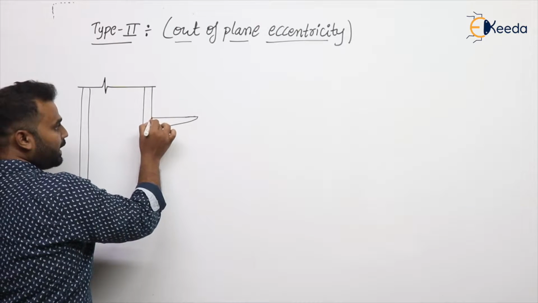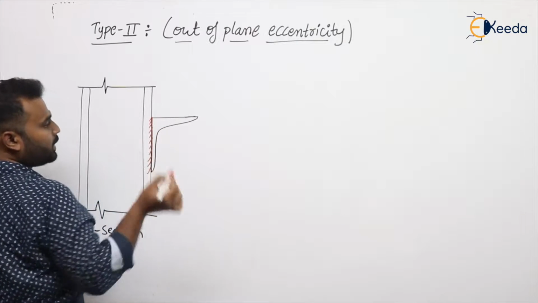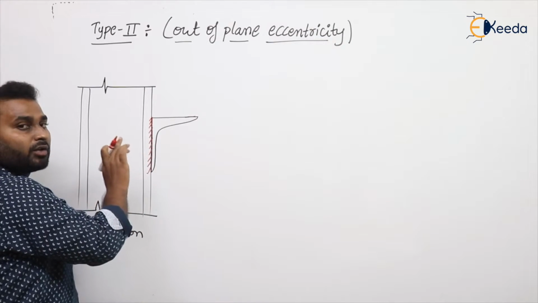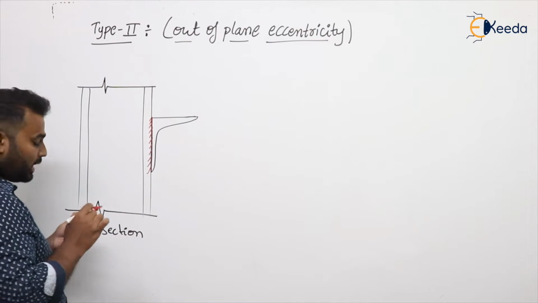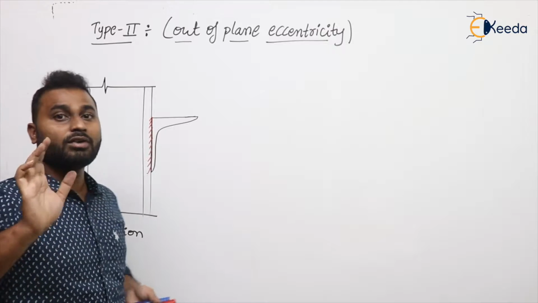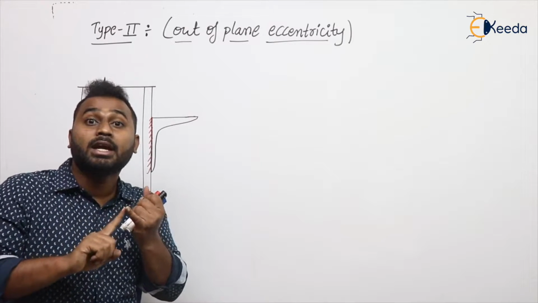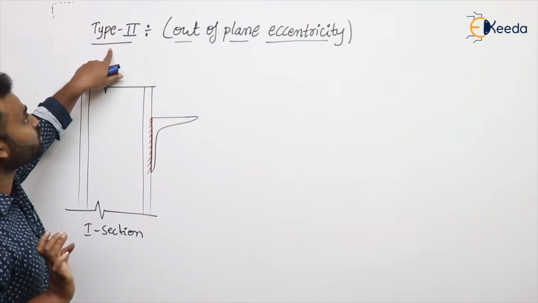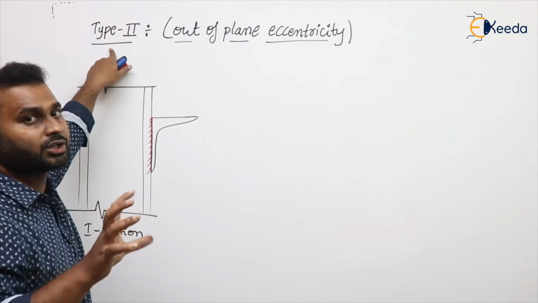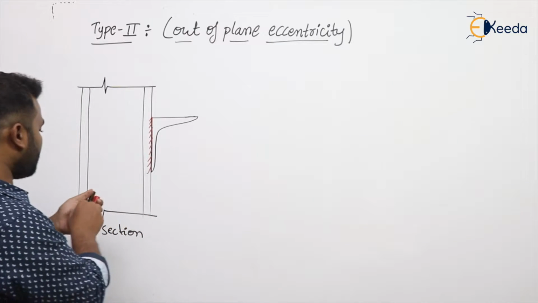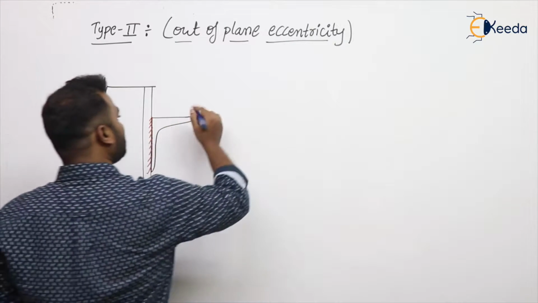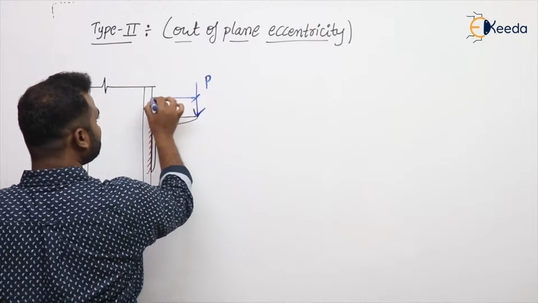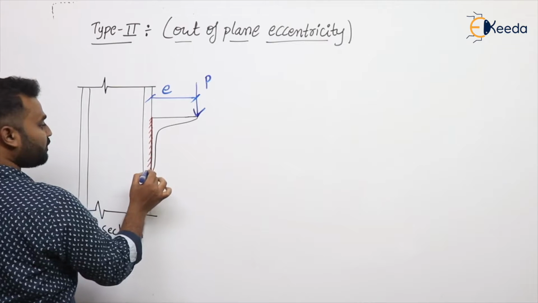Now this member, or you can say this bracket, is welded to one of the flanges of an I section by making use of fillet weld or butt weld. It means, see, in the previous case, we discussed only fillet weld. In making a type 1 eccentric welded connection, all the time we use fillet weld only. But in making a type 2 eccentric welded connection, we can use either fillet weld or butt weld. So this is the load P and this is the eccentricity e.